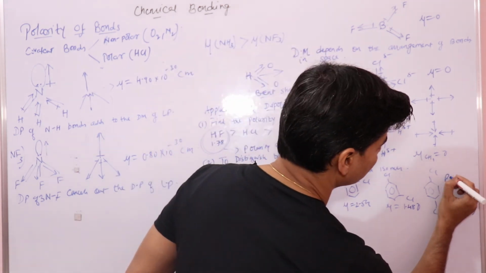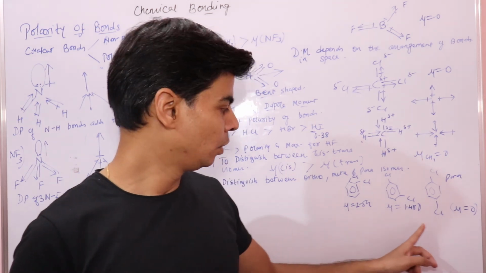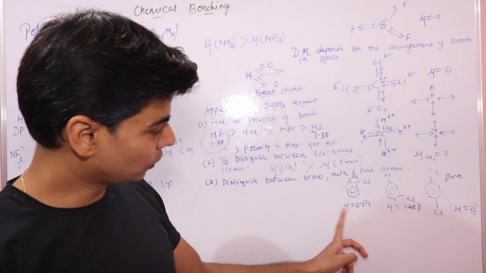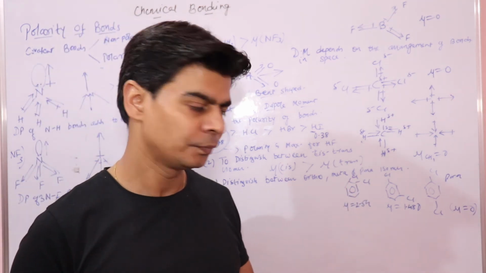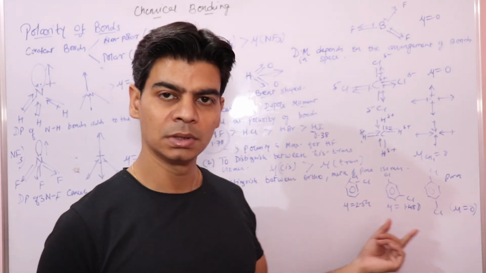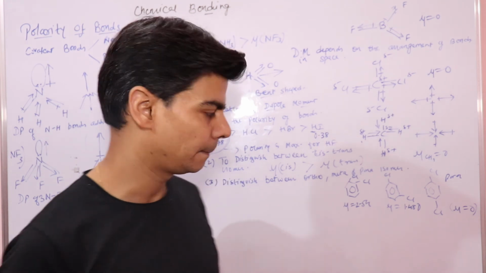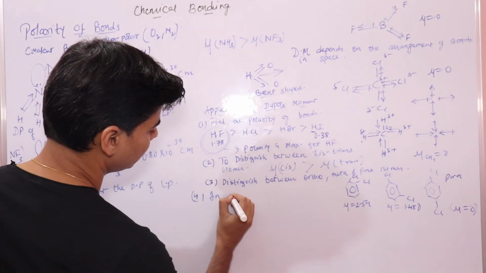This is your para isomer. For the para isomer the dipole moment is 0. You can see that it looks like a symmetric molecule. And for the ortho isomer the dipole moment is maximum. So if you have three forms, whichever has the highest value is ortho, and whichever has the zero value is para.